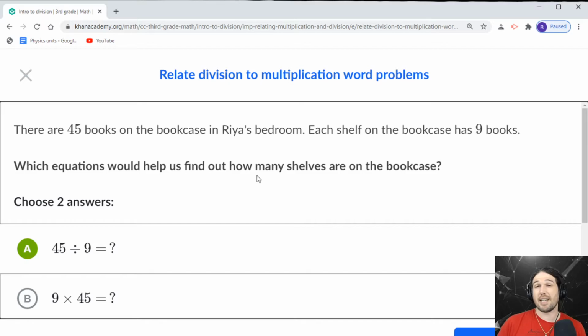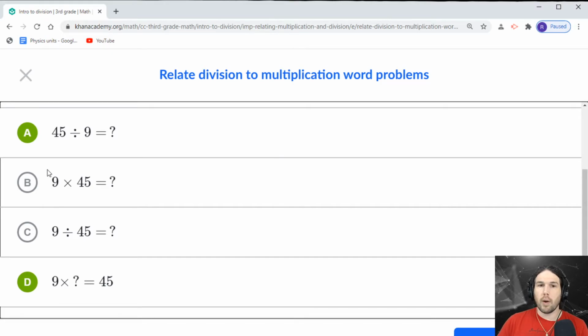And I think that's actually really important, because a lot of the time we stop telling students to make sure that the answers that they get make sense. If I do 9 times 45, that would mean 9 groups with 45 in each group. Or it would mean 45 groups with 9 in each group. So I can see why one would maybe make this mistake.